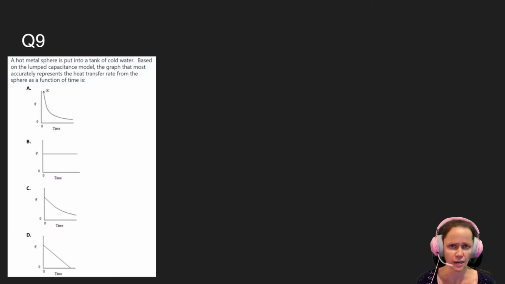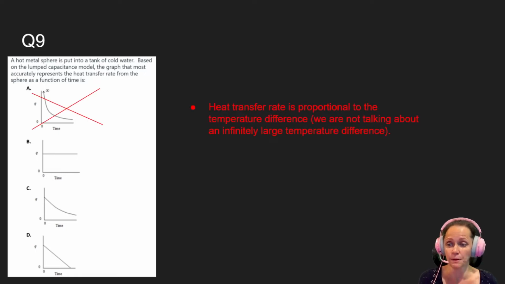A couple of questions ago, where we were asking how the temperature changes, it's not A, because you'll see that little arrow goes to infinity, like you have this infinitely large Q. Well, you're not talking about dunking it into a tank of cold water where there is an infinite temperature difference between the temperature of the water and the temperature of the sphere. So that's why A is not correct.